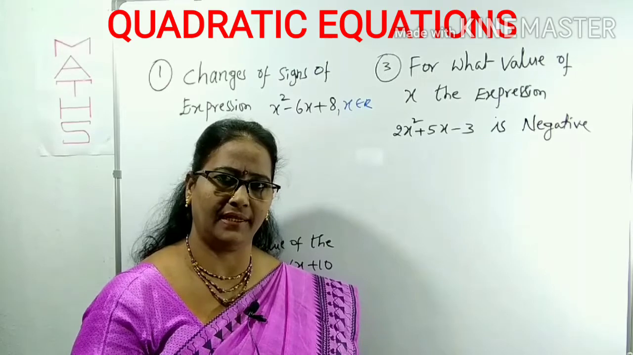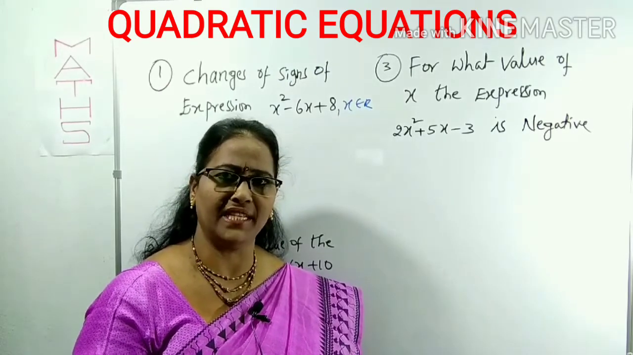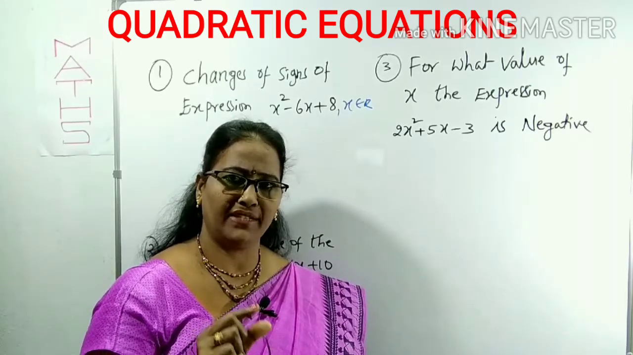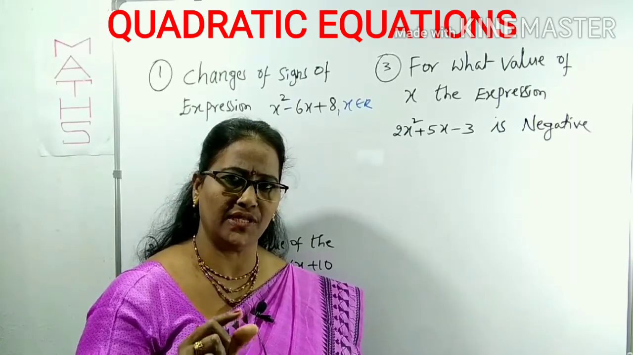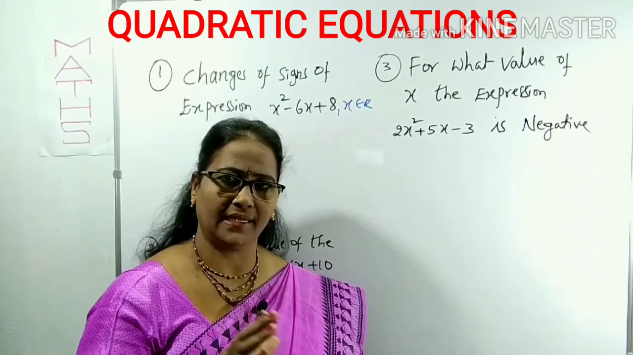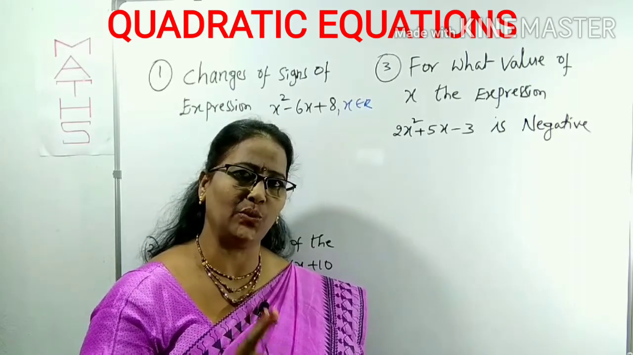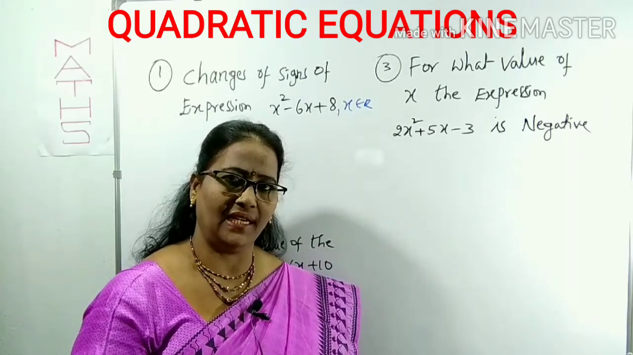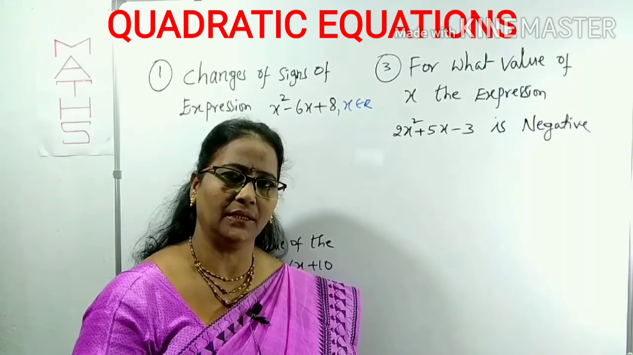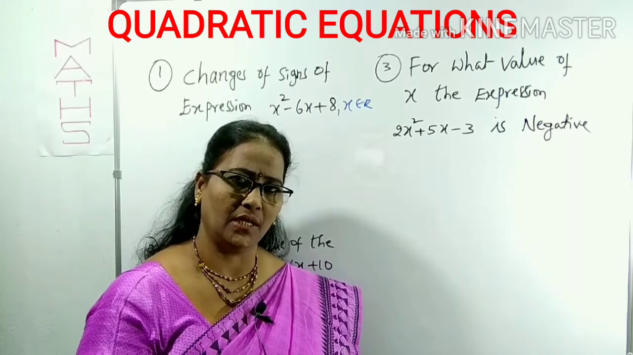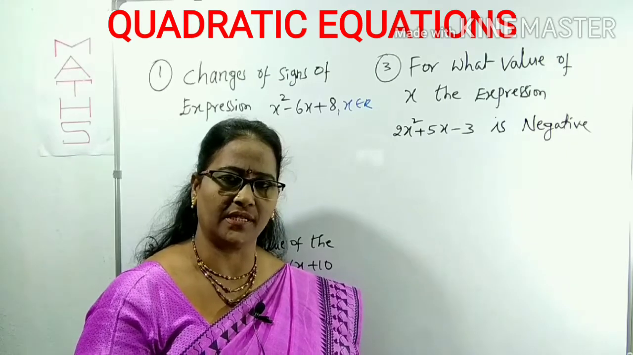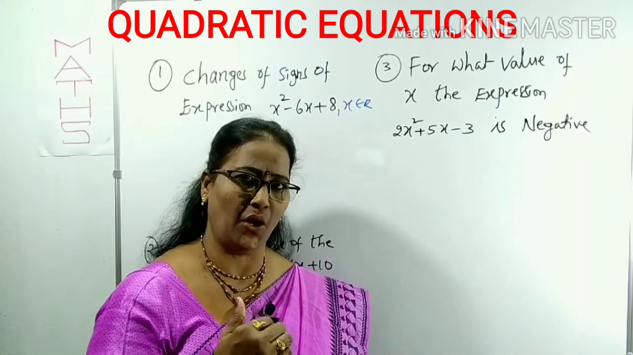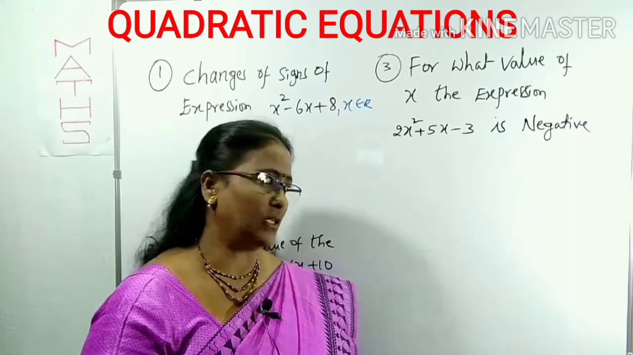What is the discriminant? I said already: the discriminant is b squared minus 4ac. We have to check the value of b squared minus 4ac, denoted by delta. If delta is greater than 0, it has 2 distinct real roots. If delta is less than 0, it has complex roots, which are also known as imaginary roots. In those two cases, how can you recognize the changes of signs of the expression? You have to know. For that, you have to follow this step.